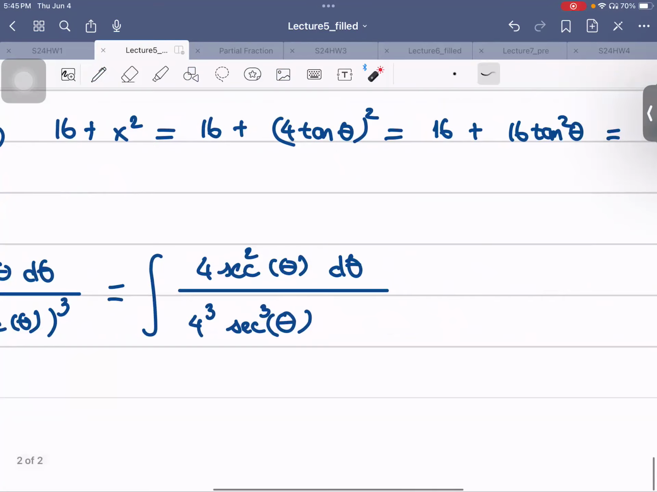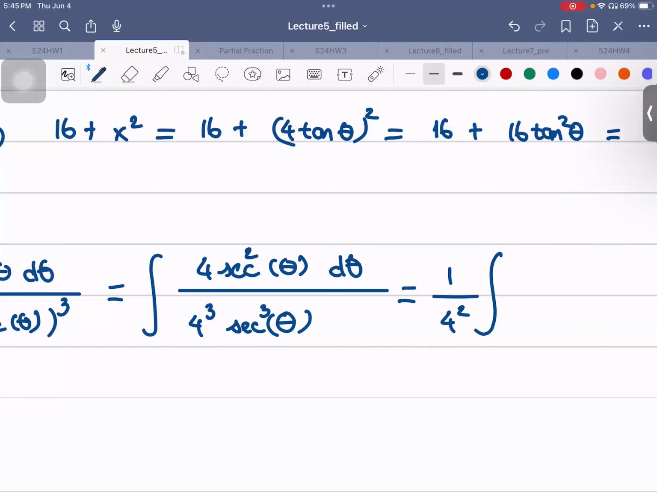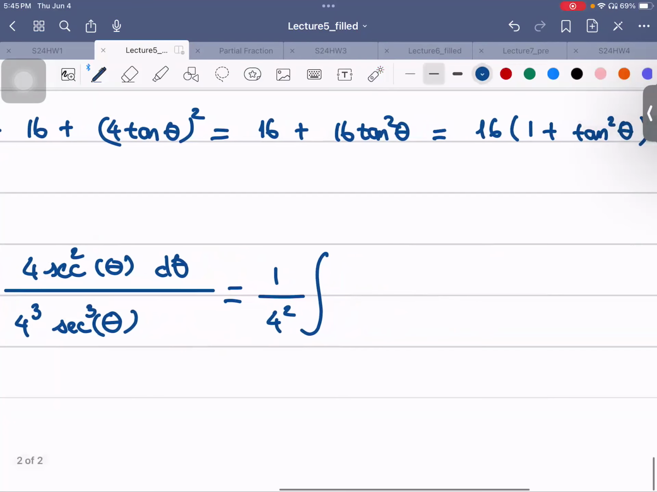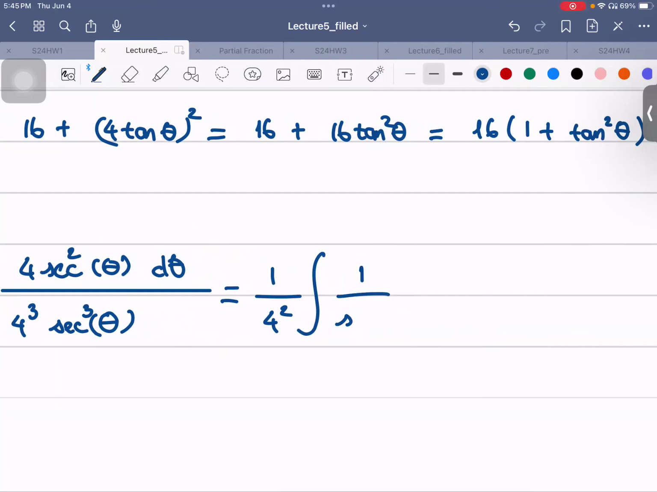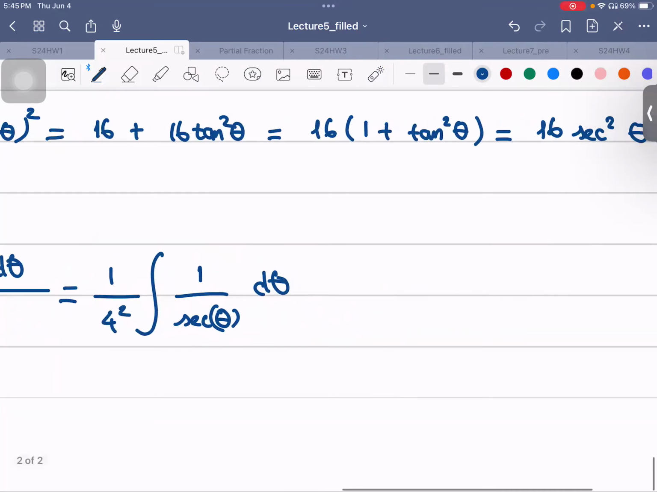Okay, so you can simplify a little bit. 4 cancels out with 4 cubed. You still have 1 over 4 squared. Secant squared cancels out with secant cubed. You have 1 over secant. And 1 over secant is just cosine. And 1 over 4 squared is 1 over 16. You have cosine theta d theta.